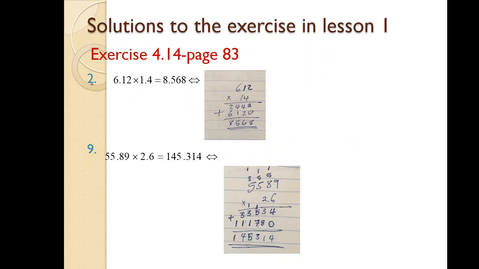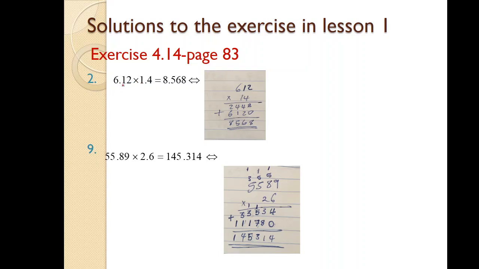For example, let's say the first one, we have 6.12 multiplied by 1.4. My answer is 8.568. That's what I did here. First, I multiply these decimal numbers without decimal points. First, I remove the decimal points, then I get the answer, 8,568. But now if you have to place the decimal point in this answer, you have to count in your numbers here, in the decimal numbers. Count how many numbers after the decimal point.